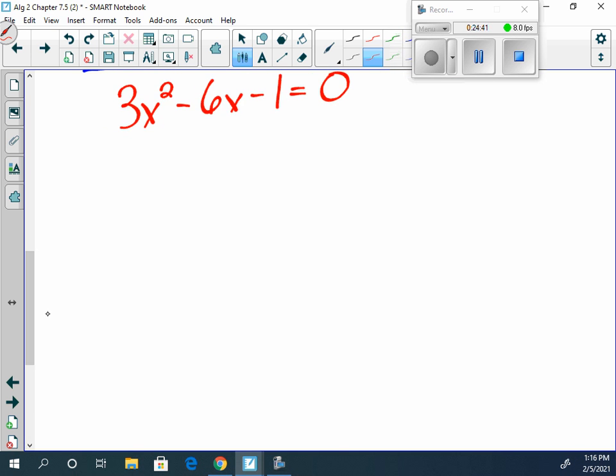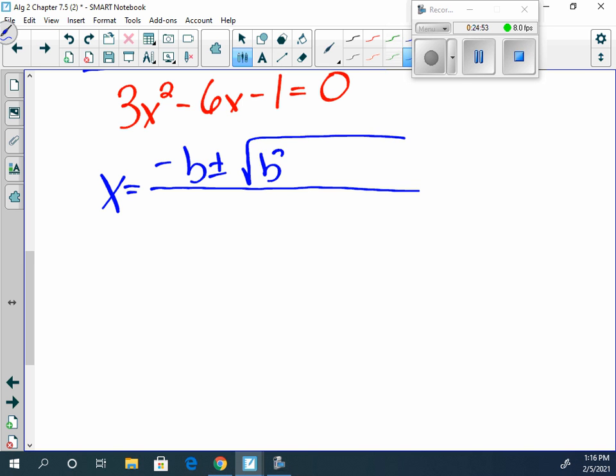Which means we're going to have to go back to the, what? b squared minus 4ac all over 2a. It is the quadratic formula. We have to use the quadratic formula to be able to solve this. Negative b plus or minus the square root of b squared minus 4ac all over 2a. We have to use the quadratic formula to solve this because it is not factorable.